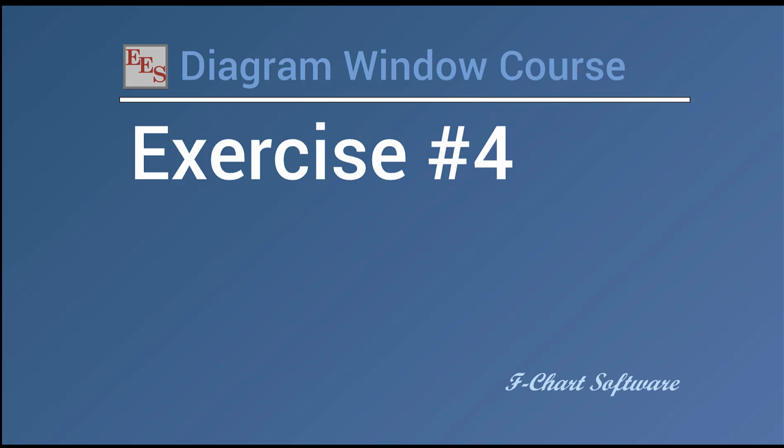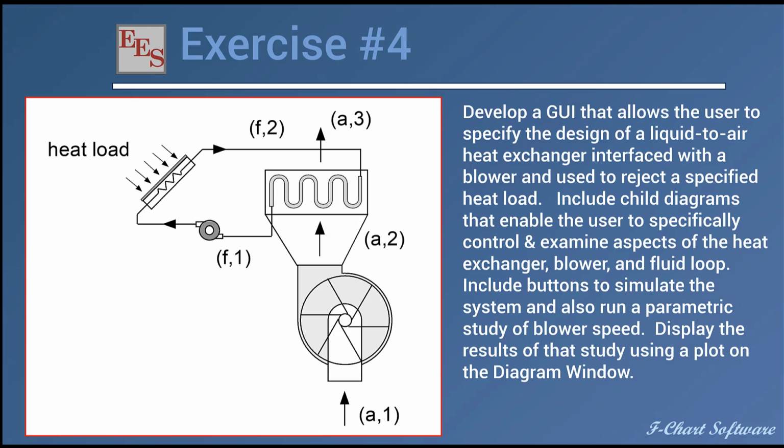Okay, so this is exercise 4 of the diagram window course. And in this exercise, we're going to practice a couple of the things that we just got done talking about. Specifically, putting child diagram windows onto a main diagram window, and then also adding some buttons that do more than just calculate. Right? So here's the problem we're going to work on.